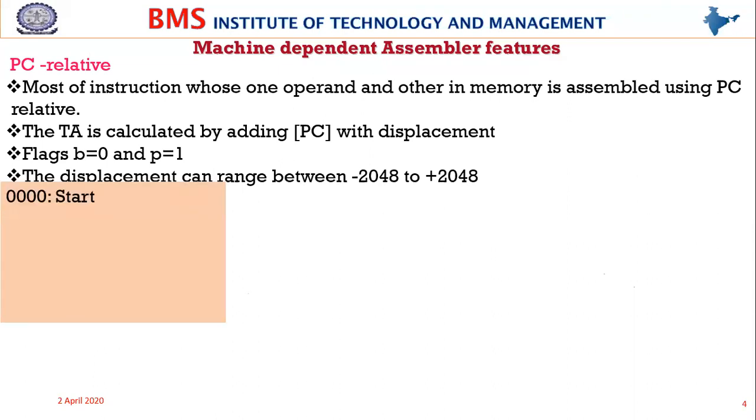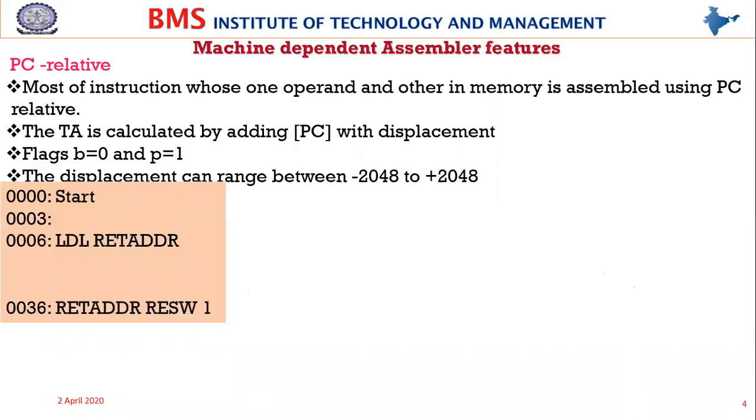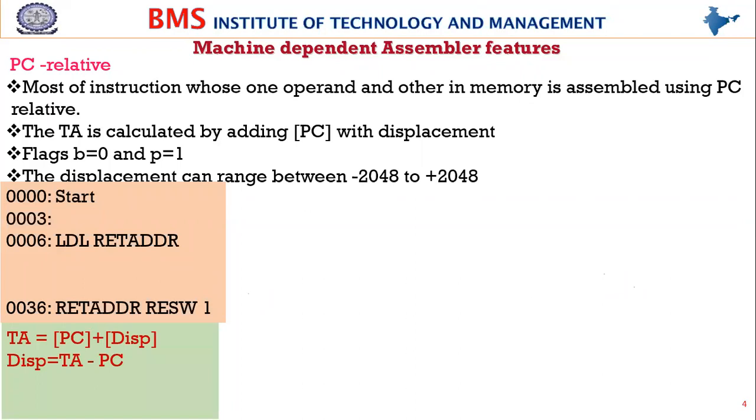Okay, let's see an example. We have an instruction at 6, which is LDL return address. Load L register with return address. So return address is being declared at 0036, which is an integer variable. So how shall we assemble this? You can have a look at this. Target address is equal to PC plus displacement. Displacement is equal to target address minus PC contents.